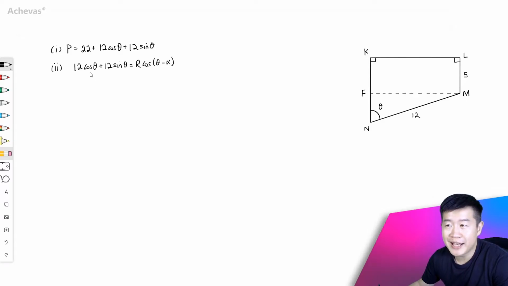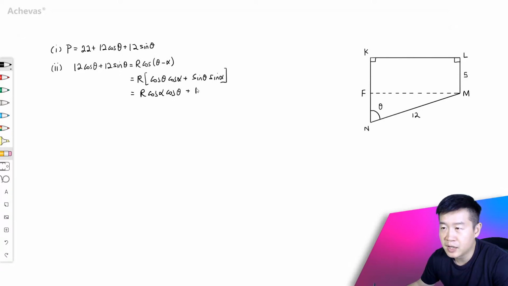Let's first try to re-express this into a form that looks like this in order for us to find r. So to do that, let's expand this using identities. That will be r multiplied by cosine theta cosine alpha plus sine theta sine alpha. So it is going to be r cosine alpha cosine theta plus r sine alpha sine theta.